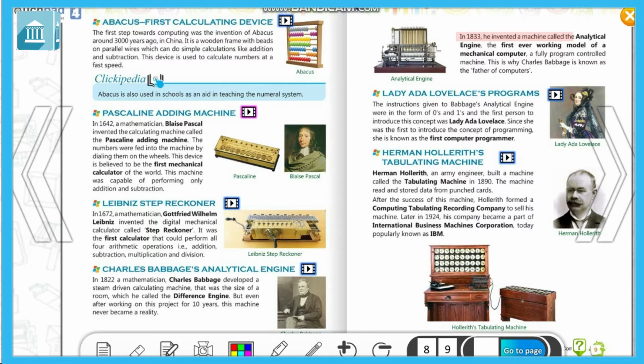Okay, so now the chapter name is Evolution of Computers. In this chapter we have learned about early counting tools. In ancient times, 1000 years before, जो लोग होते थे वो काउंटिंग कैसे करते थे? They used to count with the help of fingers, toes, pebbles, stones, sticks, bones, right? All the pictures are given in your book. Then evolution comes to the abacus, the first calculating device. You also know that the abacus was invented in China, and it is a wooden frame with beads on parallel wires, which can do simple calculations, right?